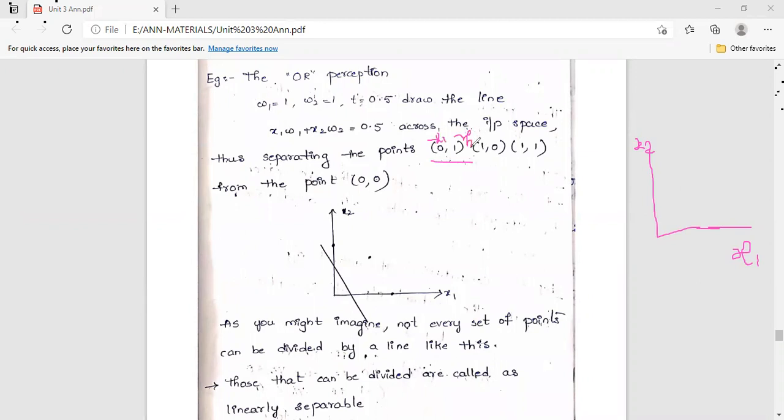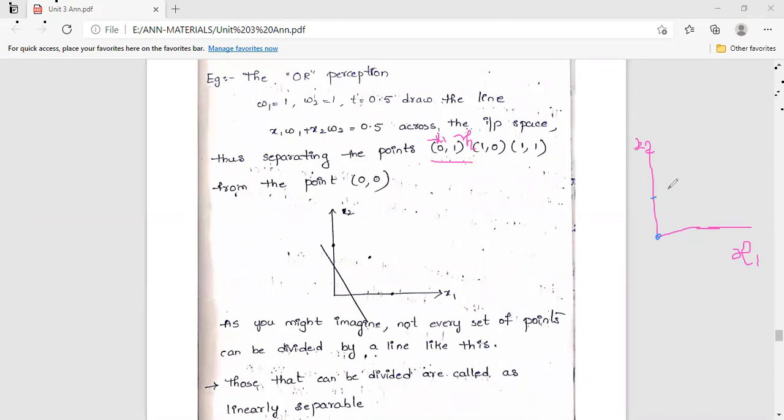Here, for each and every point we have two values. One is x1, the second one is x2, same. So now you can take x1 is 0, and this is the 0 point. What is the x2 point? For x2, assume 1. This is the point.